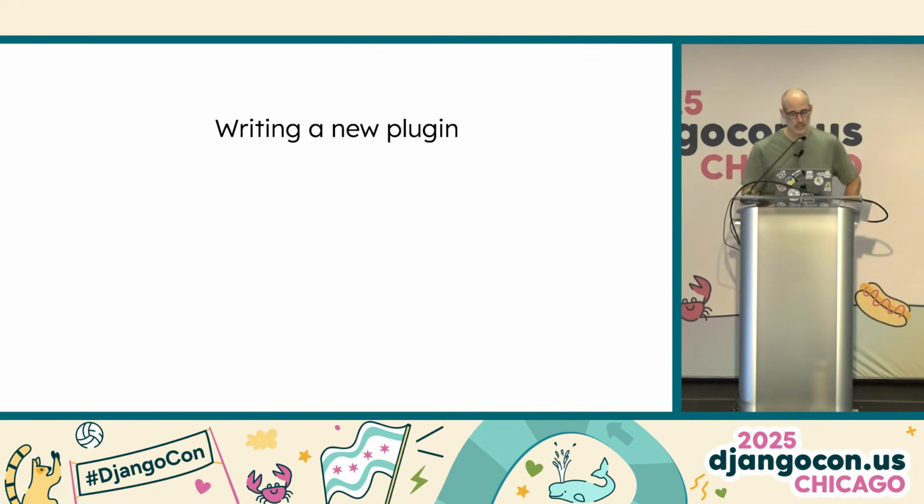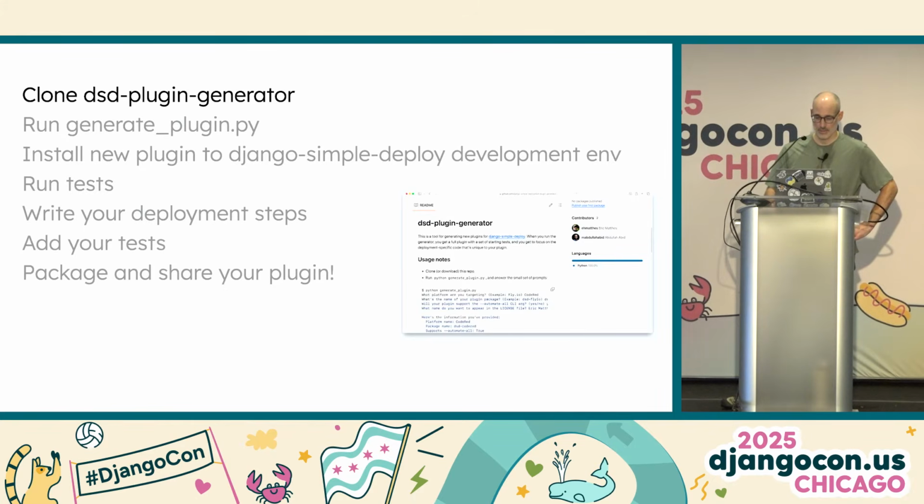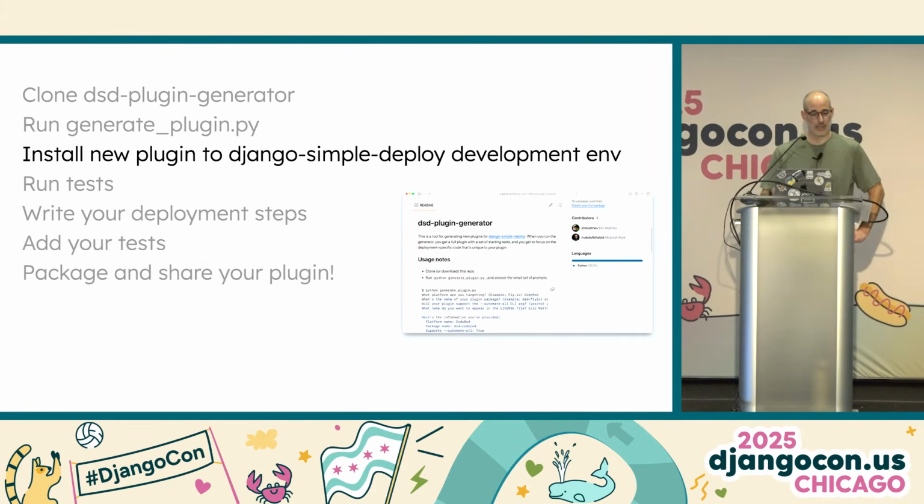Writing a new plugin. You don't have to take apart an existing plugin if you want to write a new one. There's a tool that builds a new plugin for you so you can focus on the actual custom deployment code you're interested in. Here's a summary of the overall process. You clone or download the DSD plugin generator tool. You run generate-plugin.py. You install that new plugin to a Django-simple-deploy development environment. You run tests. You write your deployment steps.